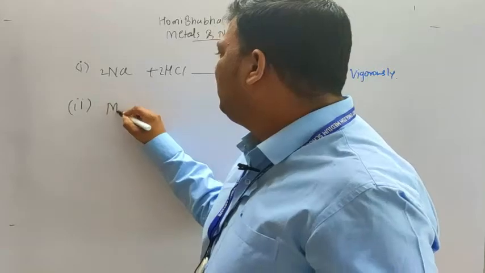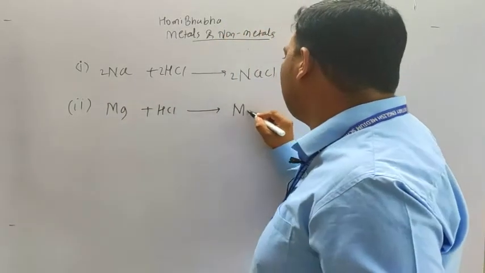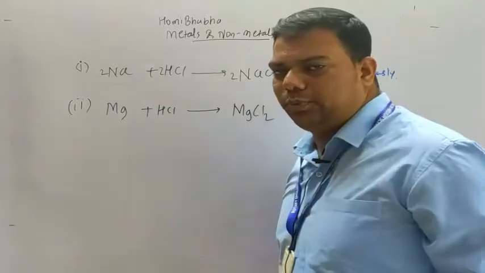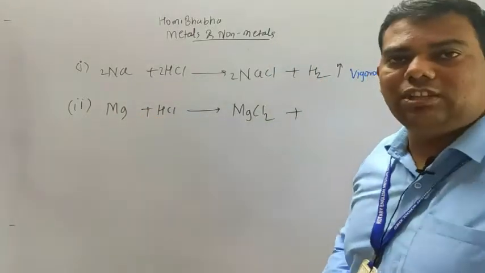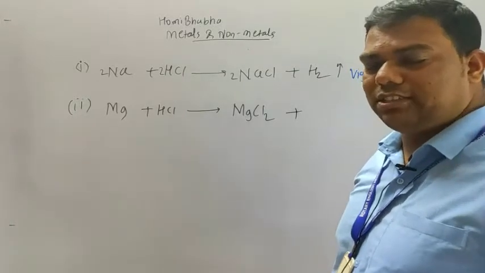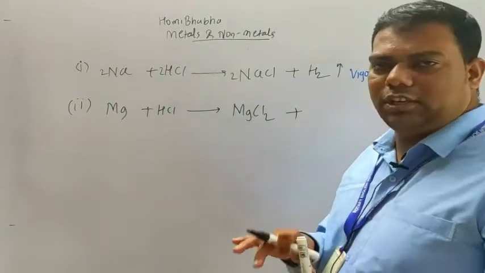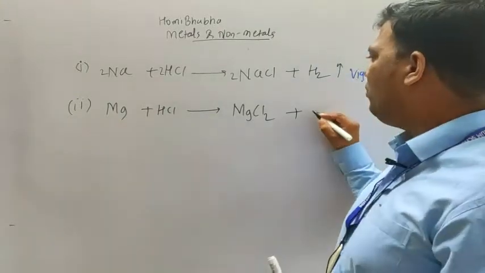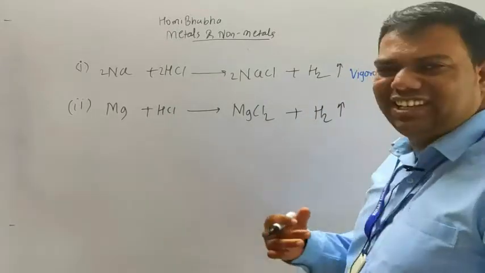Suppose we are thinking about magnesium. Then Mg plus HCl, what are they giving us? MgCl2, a stable binary compound. You have to balance with the cross of valency also, Mg2+ and Cl minus. Now here the H2 gas will be evolved less vigorously.